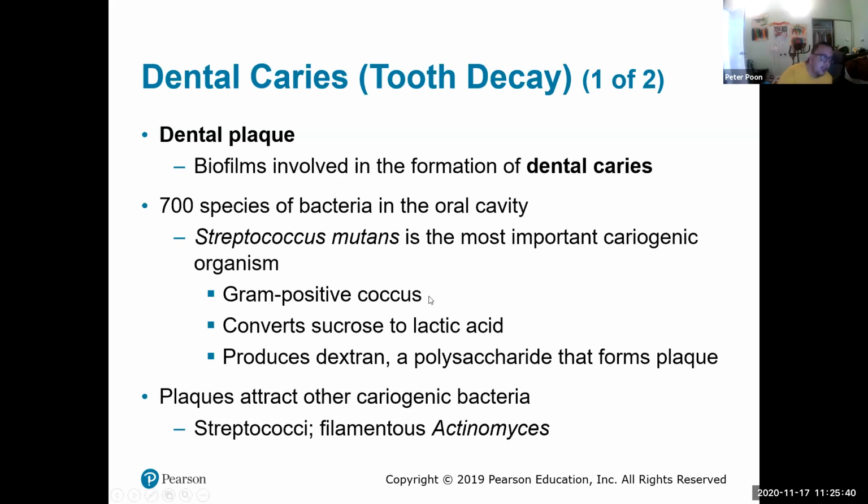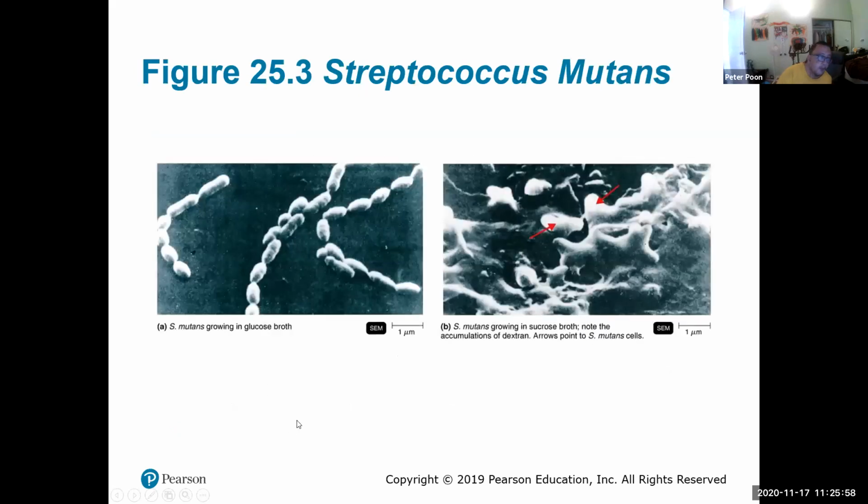The gram-positive mutans converts the sugar to dextrin, which is a polysaccharide that forms plaque, and then after that plaque forms, you have other things that come in. Okay. So you can see the plaque starting to form here, as opposed to just sugar growth.